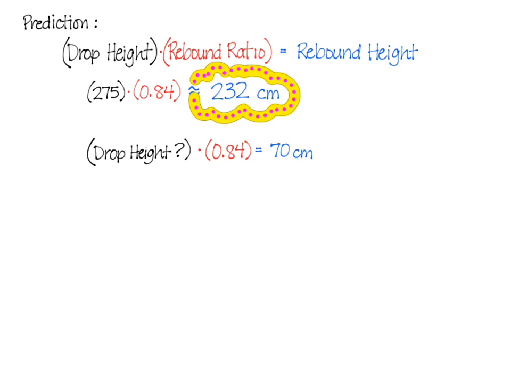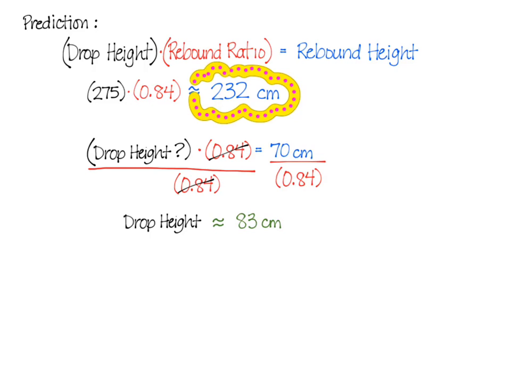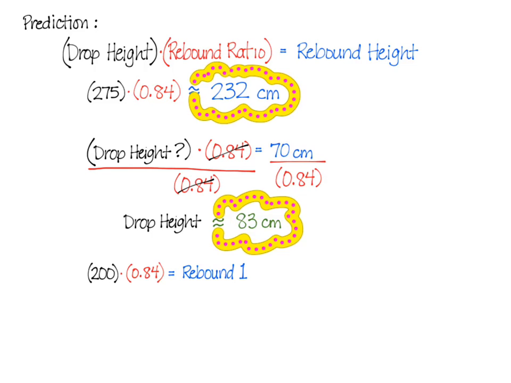The next problem was what would be the drop height if it rebounded 70. So I'm putting that in the equation here. I'm putting the 70 for the rebound height. I still have the same ratio that I'm going to use, and now I need to figure that out. So I divide both sides by that rebound ratio, use a calculator, and I get approximately 83 centimeters. And so that would be the answer to that problem.